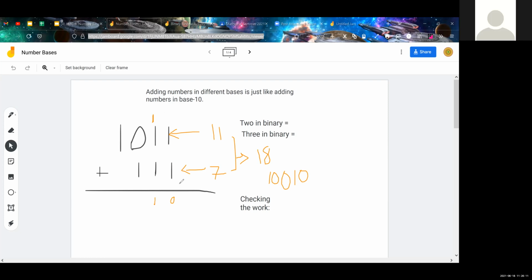Wait, I don't understand. How would 1 and 1 equal 0, even when you're adding it? The greatest number that fits into base 2 is 1, right? So when you have 1 and 1, it's 2, right? But 2 expressed in base 2 is 1, 0. So that's why you're carrying the 1 over.